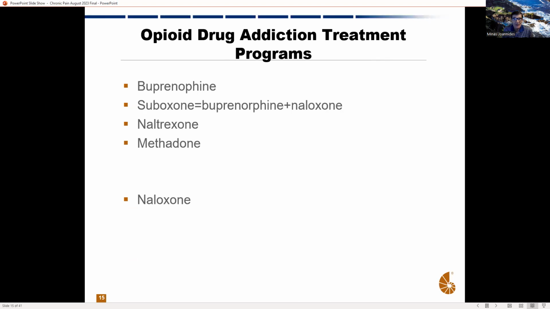Opioid drug addiction treatment programs. So these are drugs that are used for people that have had difficulty with opioids in the past. So buprenorphine, Suboxone, which is a combination of buprenorphine and naloxone. A different name is naltrexone, so that's different than naloxone. So remember the trex to distinguish those two. And then methadone, which we just noted in our last case, are used in drug addiction treatment programs as well.